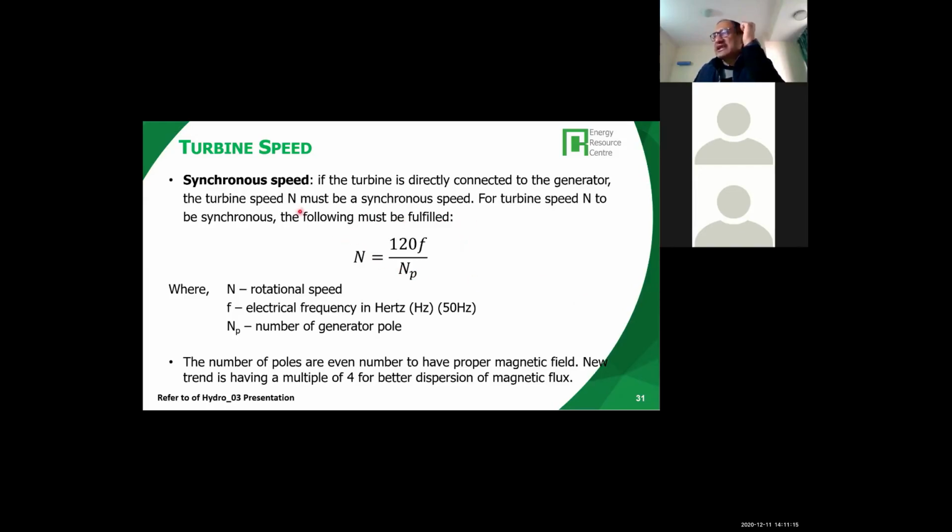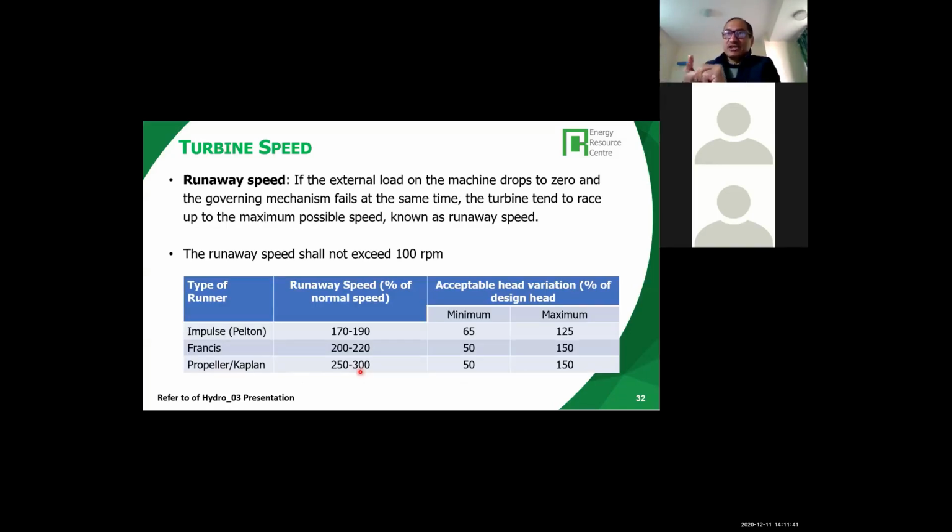The other speed is the synchronous speed. When you connect directly to the generator, the turbine speed has to synchronize with the generator speed. Based on that, you calculate the synchronous speed. So this is another parameter used for selection of the turbine.